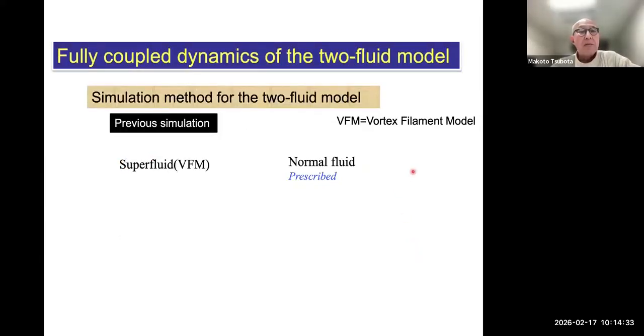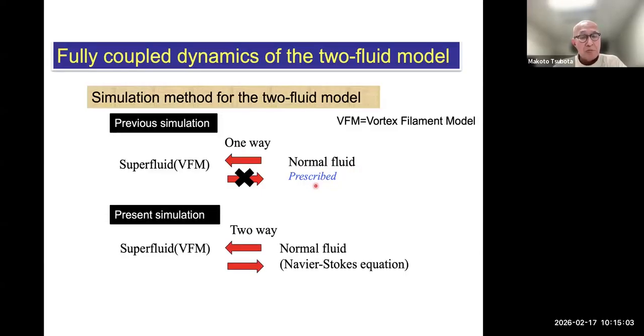So this is a sketch of the simulation method we need. Almost all previous simulations were performed one way. Namely, typically the superfluid is described by the vortex filament model, and we take account of the mutual friction from the normal fluid to the superfluid. But we neglect the kickback from the superfluid to the normal fluid. So the normal fluid profile was prescribed. But the present simulation we need is a two-way simulation like this.